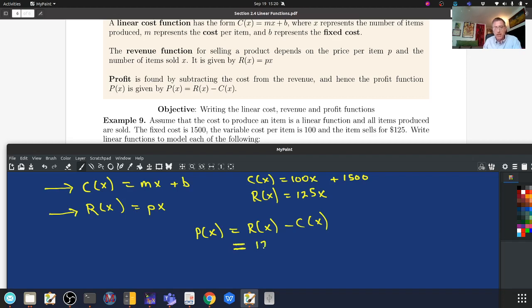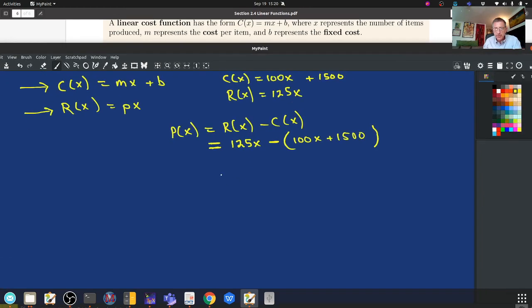R of x, which is 125x. Here, be careful. Your C of x needs to be put in parentheses because you're subtracting not just the first term but the entire term. So my function P of x is equal to 125x minus (100x plus 1,500), which is equal to 25x minus 1,500.